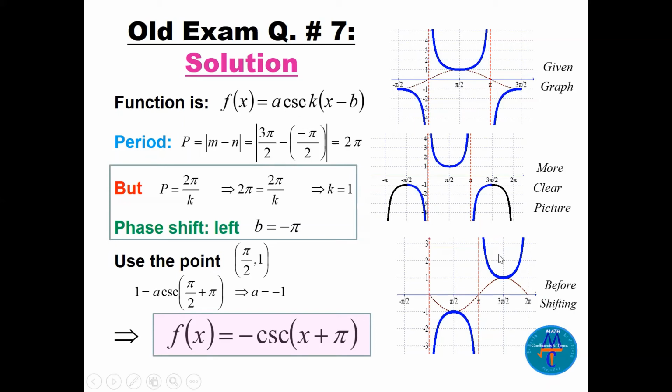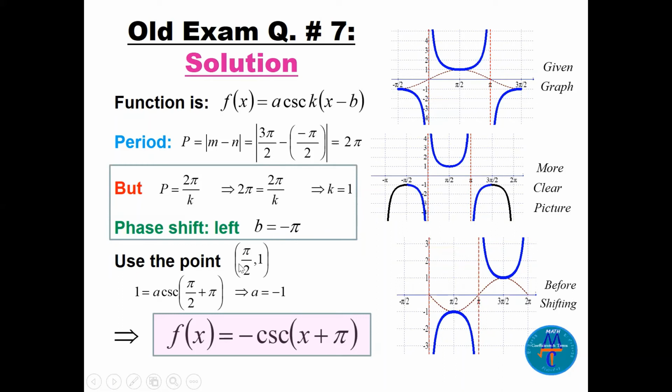See, this is the graph here from pi to 2 pi. If you take it to the left, it becomes this one or this one, which is the same as the given. So on the phase shift, b is minus pi. And also we found p, the period is 2 pi. And by the formula, the period is 2 pi over k. So k will be 1.